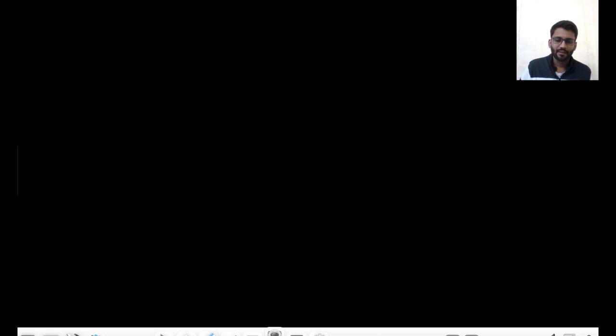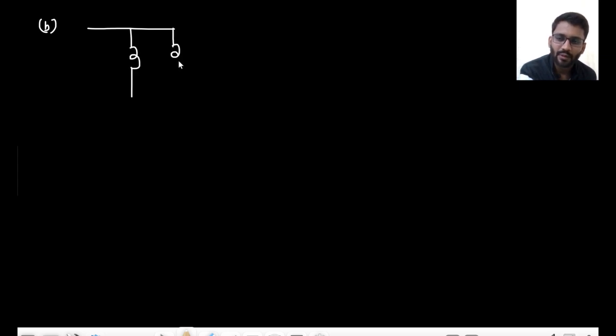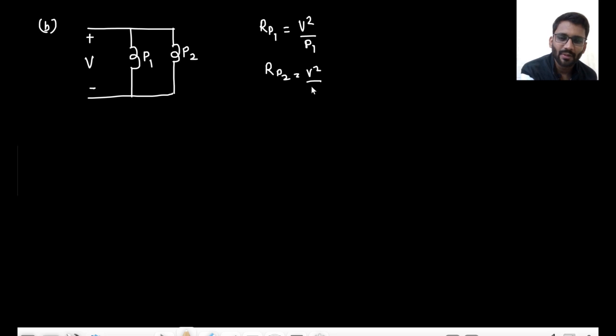Okay, and now let's solve problem B. In B, what was the case? Both are connected in parallel. So I would request you guys to solve this problem on your own. And this is voltage V. So what will be the resistance for P1? That would be V square by P1. And what will be the resistance for P2? That would be V square by P2.